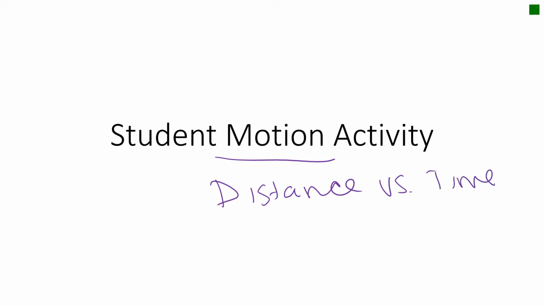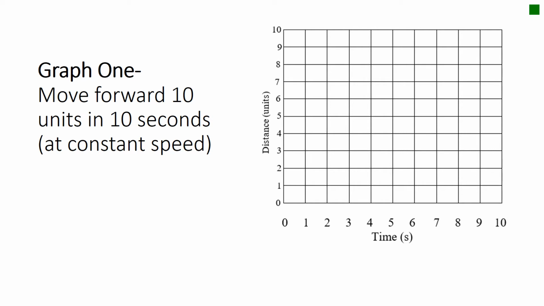Today we are going to be focusing on motion graphs. A motion graph is when you have a distance versus time. So on one axis, which is the y-axis, you will have your distance, and your x-axis will always be time. So the first graph says you're going to move forward 10 units in 10 seconds.